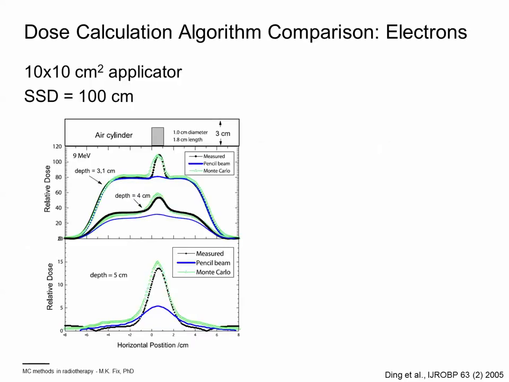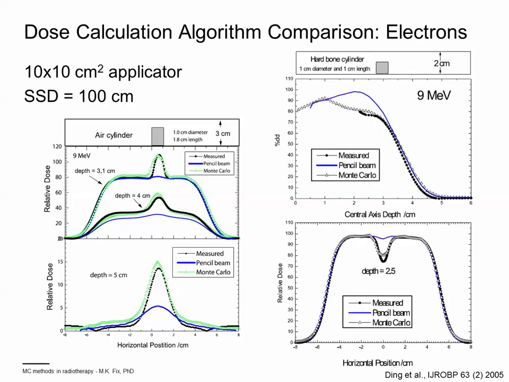Here, for a small air inhomogeneity, the dose profile in 3 depths for a 9 MeV electron show that the pencil beam almost ignores the inhomogeneity, while Monte Carlo follows the shape of the measurements. Similar observations can be made for small bone inhomogeneity, again for 9 MeV electron beam.